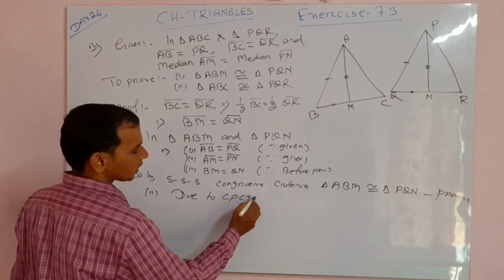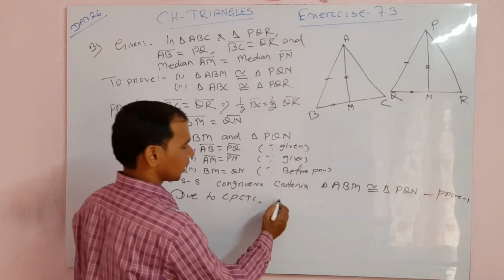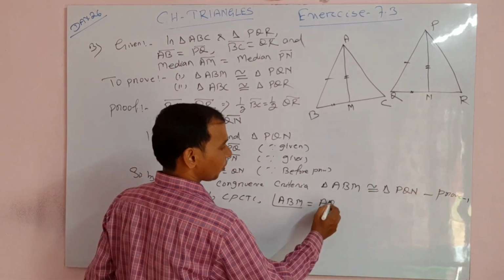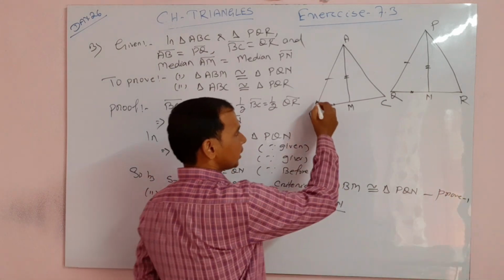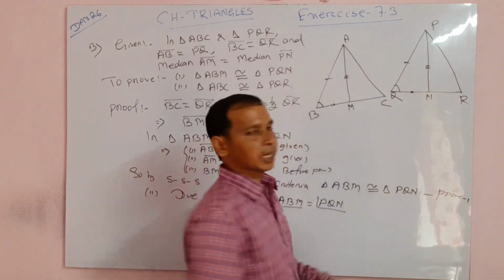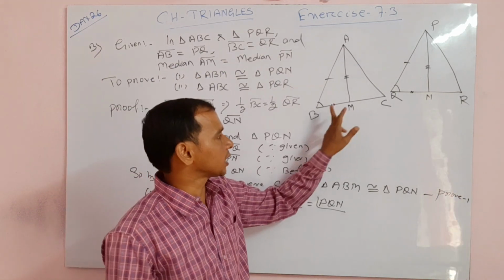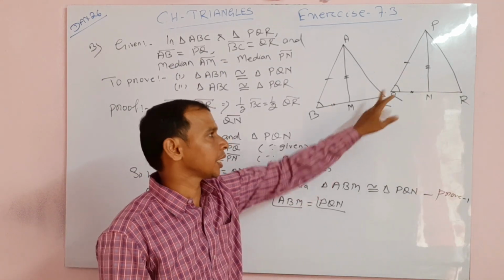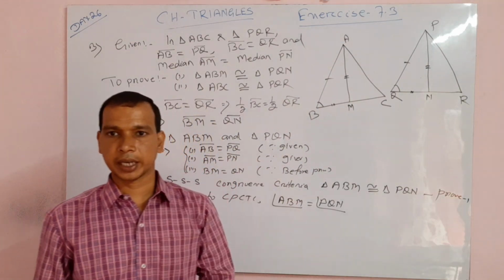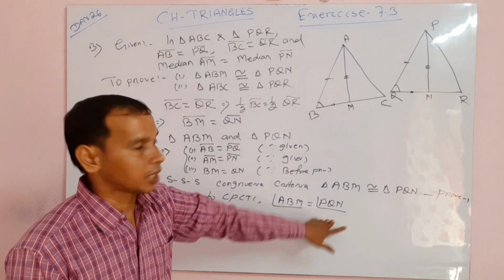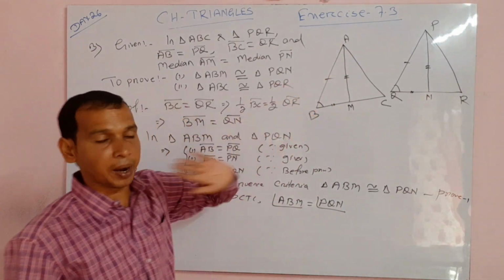Due to CPCTC, angle ABM is equal to angle PQN. This angle equal to this angle. As the two triangles are congruent, due to CPCTC, angle ABM equal to angle PQN. Confirm this. So you get here angle ABM equal to angle PQN. Now take here the second part in triangle.